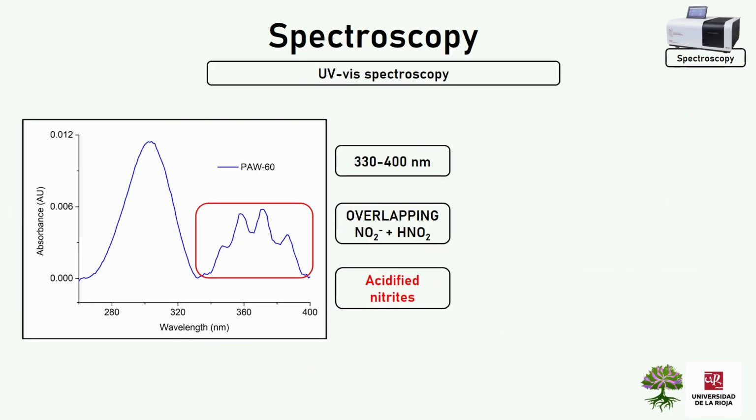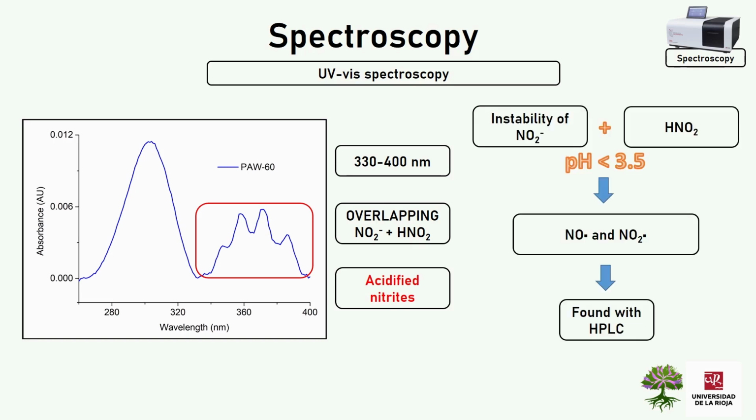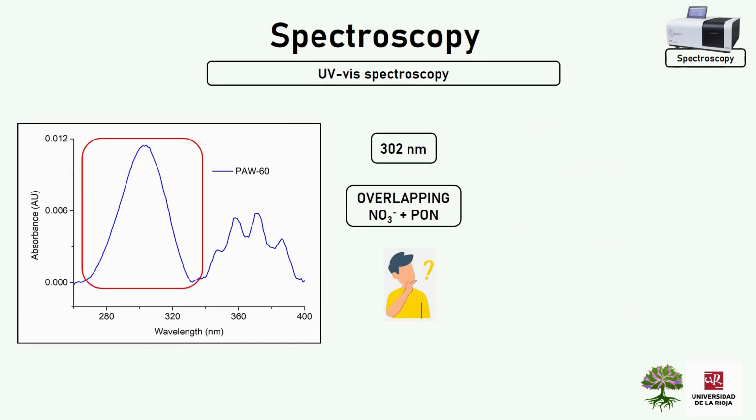For that reason, we will talk about UV-vis spectroscopy. In this case, this is the spectra of a sample of plasma-activated water. This part represents the well-known fingers. There is an overlapping of NO2 and HNO2, which is related with the presence of acidified nitrates, as we explained before. Moreover, at this wavelength, there is another overlapping, this time NO3 plus peroxynitrates.